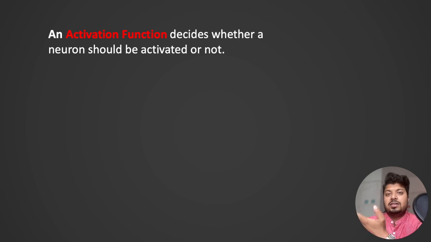Before we start understanding the different types of activation functions available to us, let's first understand what an activation function is and whether we really need activation functions in our neural network layers or in our CNN layers. In layman's terms, it can be summarized in one single line. An activation function decides whether a neuron should be activated or not, and this is a very important role of an activation function in a neural network layer.